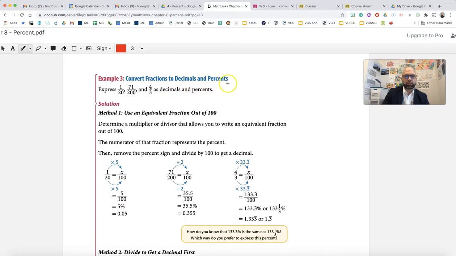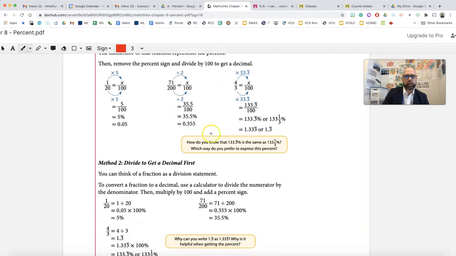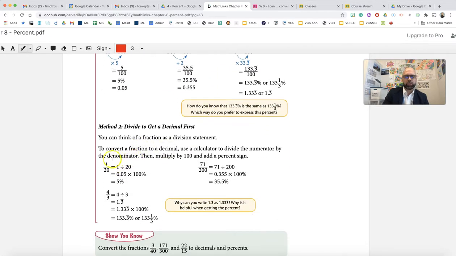Converting fractions to decimals and percents, that is maybe a little trickier. There's different ways to do this. With a calculator, you just divide the top by the bottom, 1 divided by 20, and that's going to give you 0.05 as a decimal, which equals 5%. Divide 71 by 200, that gives you 0.355, which is the same as 35.5%. And divide 4 by 3 on your calculator, you'll get 1.3 repeating, and that is the same as 133%.